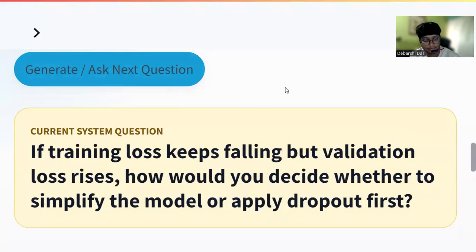If training loss keeps falling but validation loss rises, how would you decide whether to simplify the model or apply dropout first?